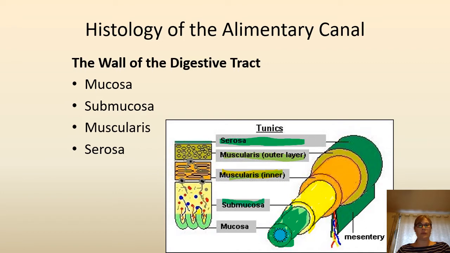And then we have serosa, which in most cases in the digestive system is the visceral peritoneum that we talked about. The outer layer of the esophagus is not serosa. It's made of a connective tissue because it's not in the abdomen. There's a different diagram of this in your textbook on page 873.